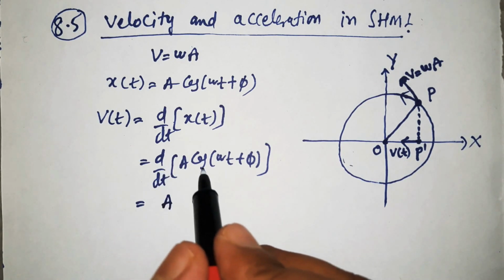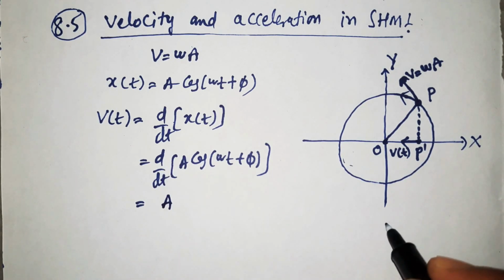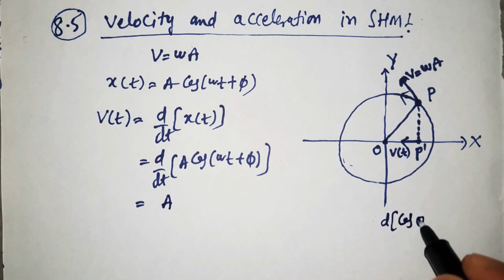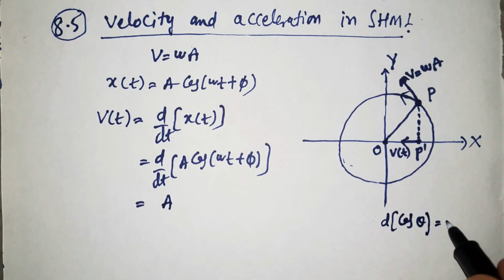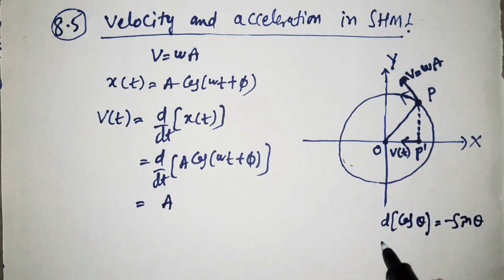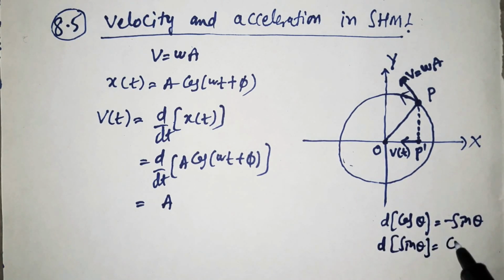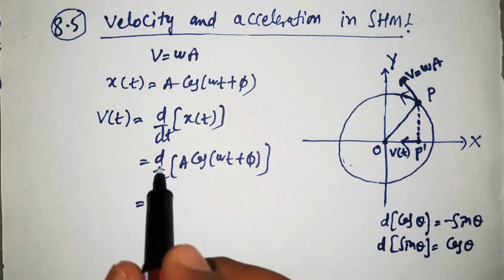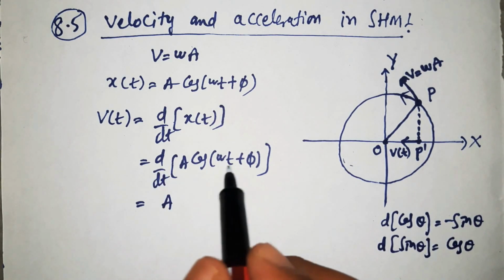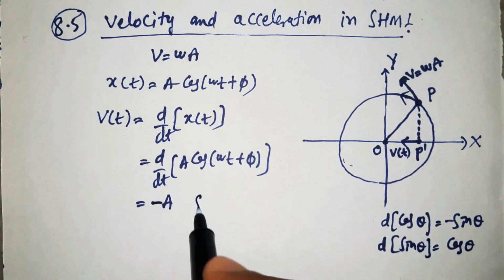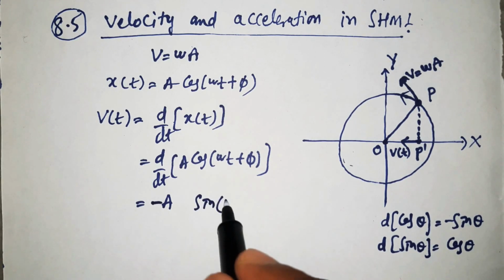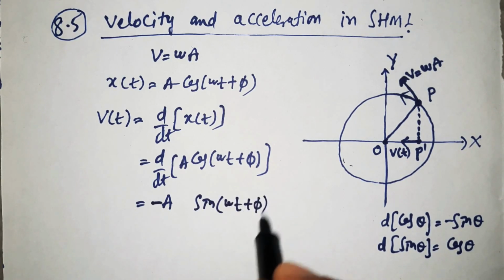Here, differentiation of cos θ is equal to minus sin θ. Differentiation of sin θ is equal to cos θ. So differentiation of cos θ is equal to how much? It is minus sin θ, where θ is equal to ωt + π.